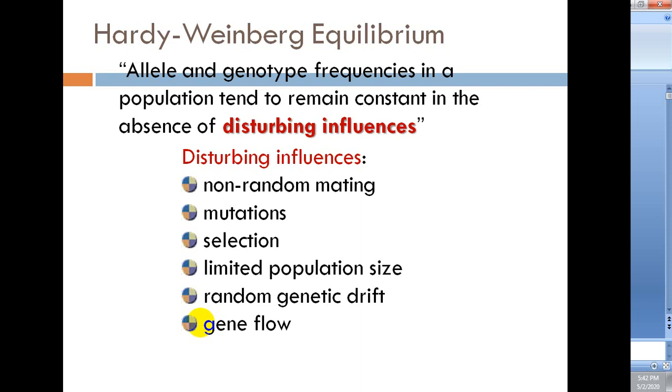Otherwise, the allelic and genotype frequency in a population remain constant. So, when there is no choice of mating, that is, random mating, then only the allelic frequency or genotype frequency will remain constant. Similarly, if there is no mutation, when these physical or chemical mutations or spontaneous mutations are absent, then there is no chance the allelic or genotype frequency will change in a population.